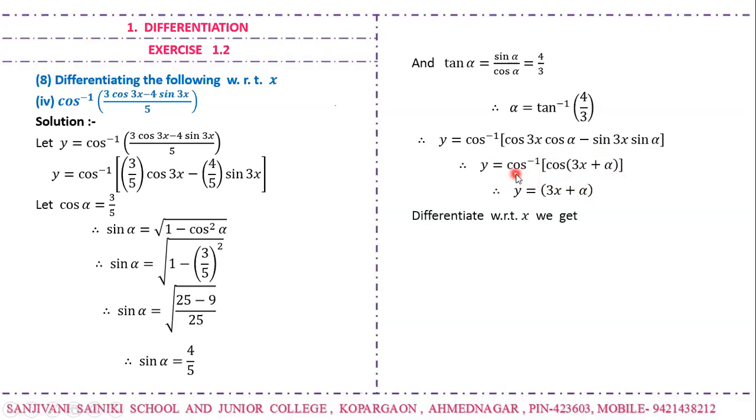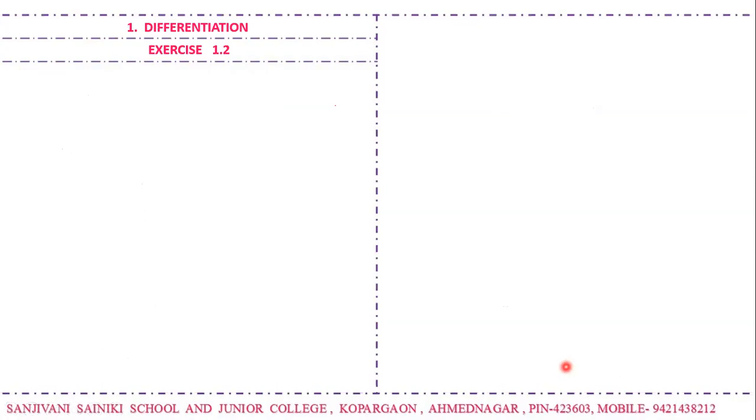Now again using the property cos inverse of cos x is equal to x, we get y is equal to 3x plus alpha. Differentiating with respect to x, we get this expression. Derivative of 3x is 3 and derivative of alpha, alpha is tan inverse of 4 by 3, so its derivative is 0 because there is no x in this expression. So the derivative of the given function is 3.